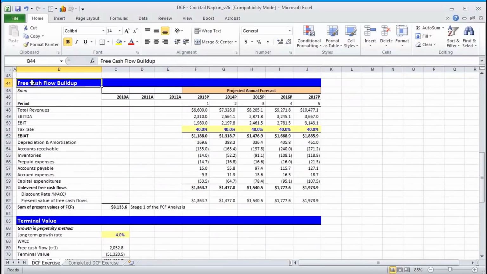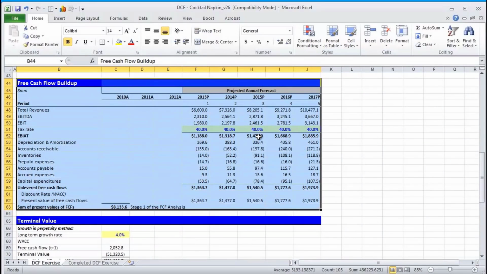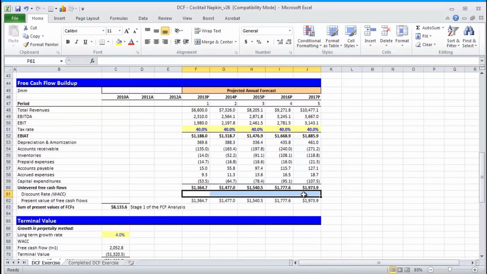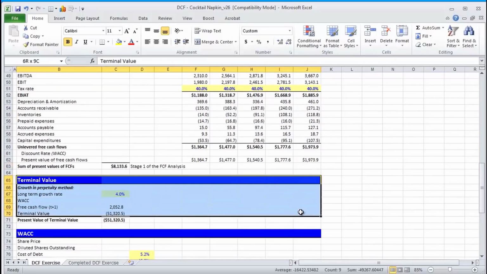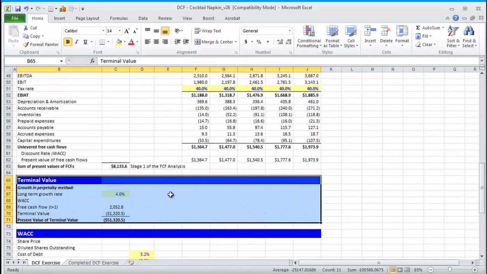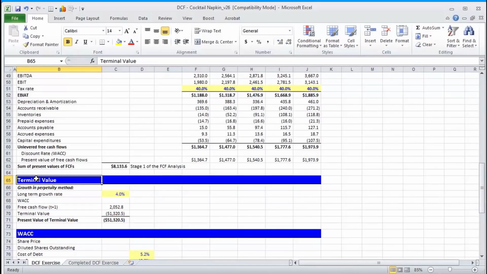Just to recap what we did in video one, we forecasted free cash flows 5 years into the future, and we will discount those cash flows back to the present to arrive at the present value of what we call stage one. We then estimated the value beyond the explicit period using the growth in perpetuity method. The value beyond the explicit period is what we call terminal value. Now, again, these values look a little bit funny because we haven't yet calculated the discount rate or WACC. That's something that we're going to calculate in this video.